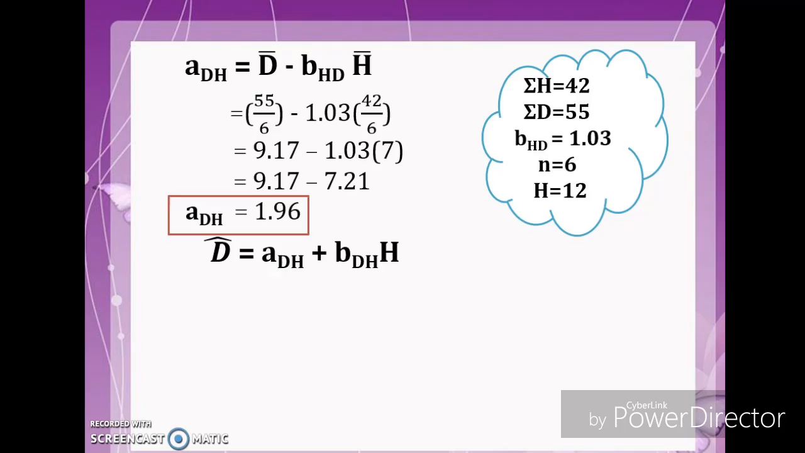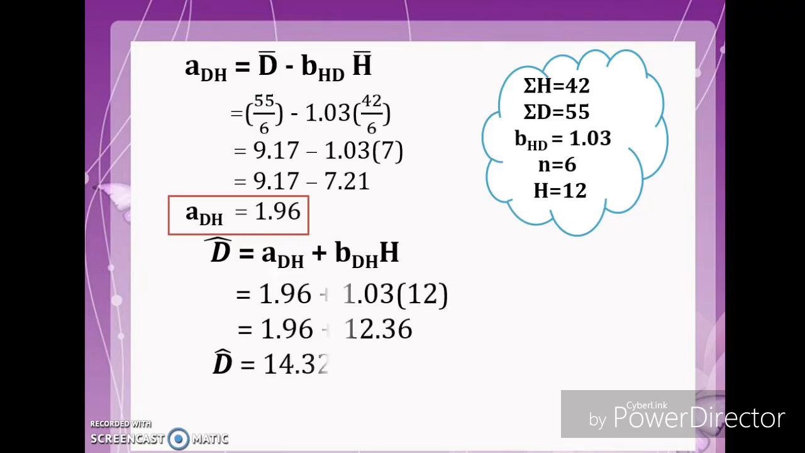Then lastly, to get the predicting D, i-substitute lang natin ulit ang values ng A sub DH at B sub DH. Then, ang value ng H. So, ayan, kapag sinolve natin, ang predicting D ay 14.32.